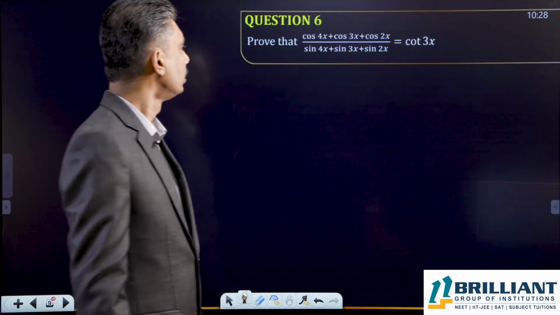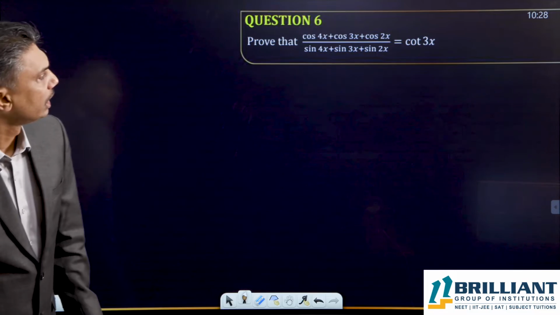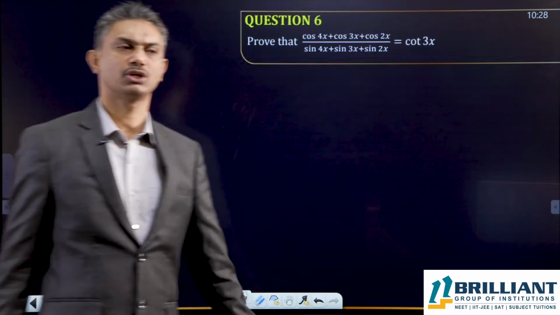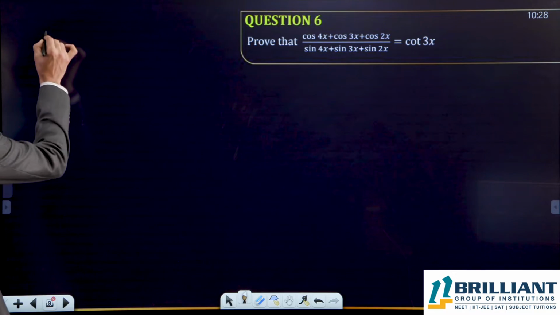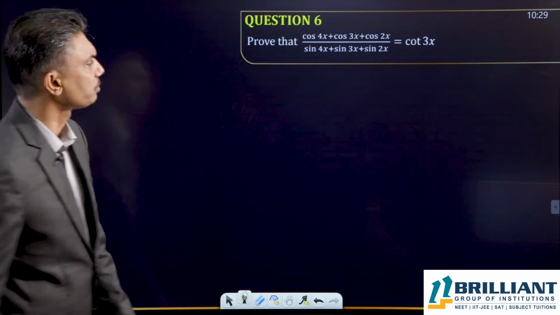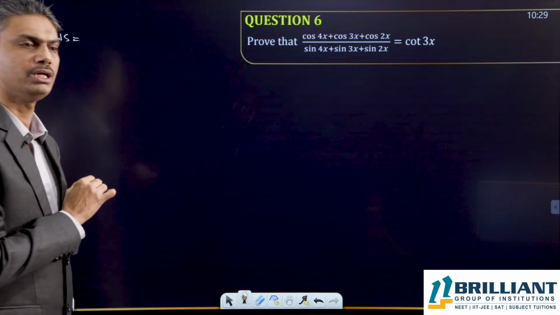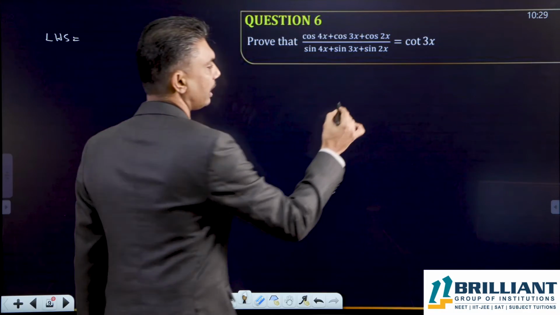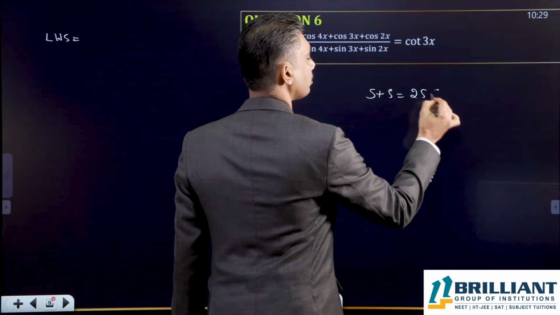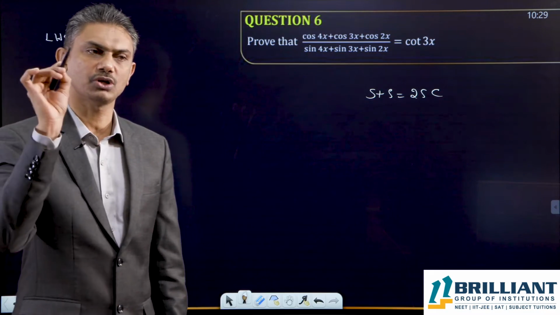Prove that cos 4x plus cos 3x plus cos 2x by sin 4x plus sin 3x plus sin 2x is equal to cot 3x. So, LHS equal to, I can rearrange this one, 4x, 3x, if you add it, it will be 7x. We have studied certain formulas. Sin plus sin equal to 2 sin cos. Sin C plus sin D is equal to what? 2 sin C plus D by 2 into cos C minus D by 2.